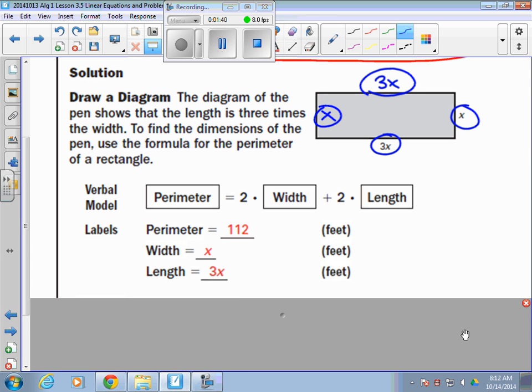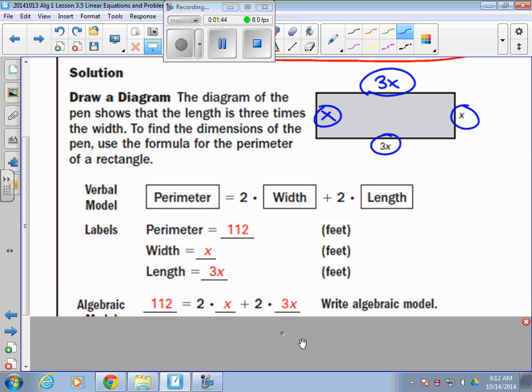So those are all your labels. Okay. Then just plug it into the verbal model. The perimeter is that 112 number. That's why that comes first. Equals 2 times your width. Our width, again, is unknown. It's x. Plus 2 times your length. Again, our length is unknown, but it's 3 times whatever the width was, and that's why it says 3x. So now we have an equation that says 112 is equal to 2 times x plus 2 times 3x.